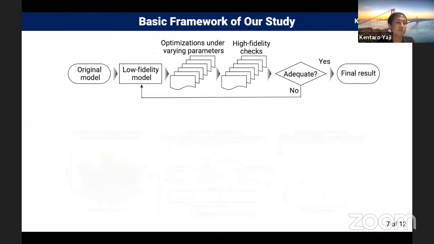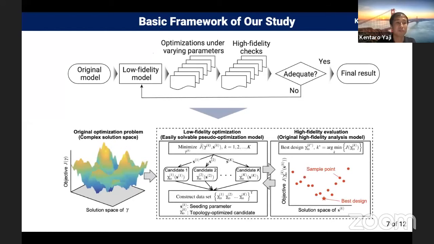This is a more detailed framework. The complex optimization problem is divided into two kinds of optimization problems. The left one is the low fidelity optimization and the right one is the high fidelity evaluation. As mentioned in the above figure, the key of the proposed framework is to construct a dataset composed of various design candidates. So there is a natural question: how to define the parameter? We call it here the seeding parameter. In our current work, we need to individually define a seeding parameter for each optimization problem, and finding appropriate seeding parameters is the most difficult task in our framework.